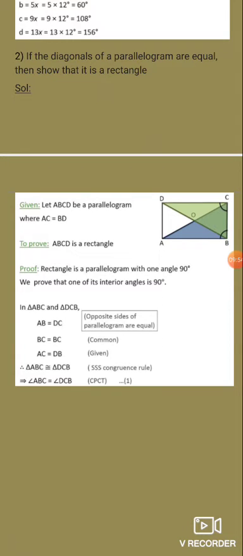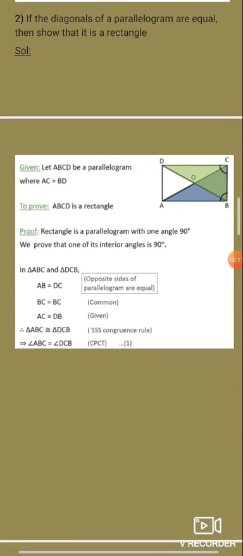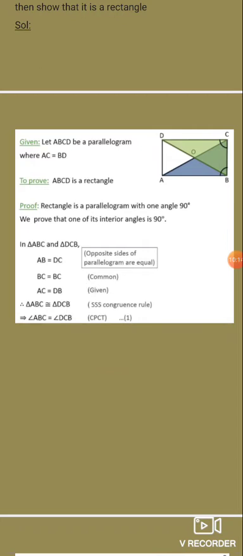So for the proof, a rectangle is a parallelogram with one angle 90 degrees, that we discussed in the cyclic quadrilateral also. Now we need to prove that one of its interior angles is 90 degrees. Now first consider the triangles ABC and DCB.